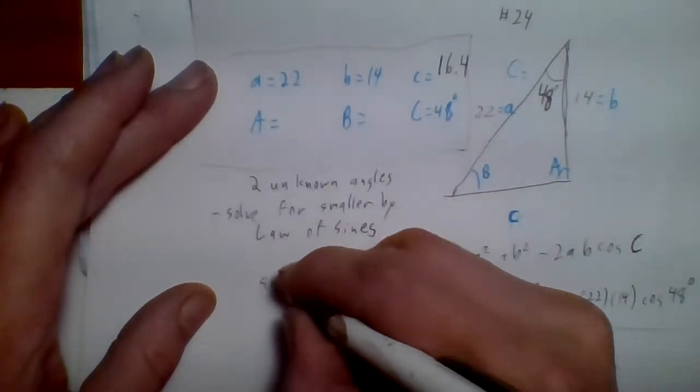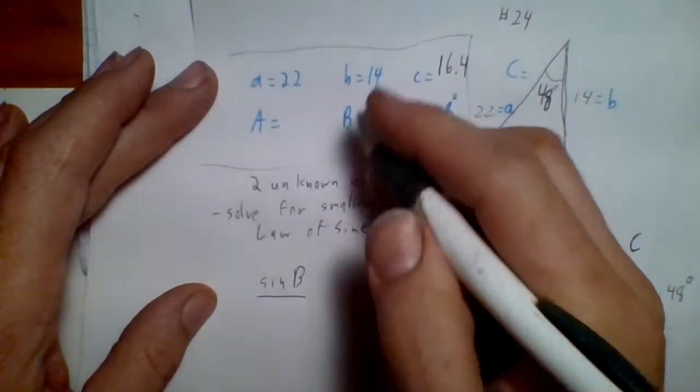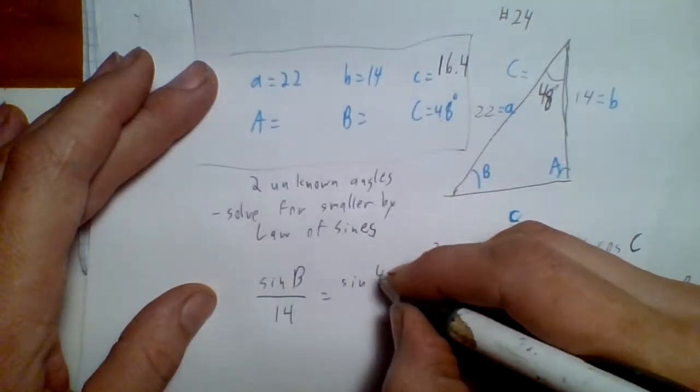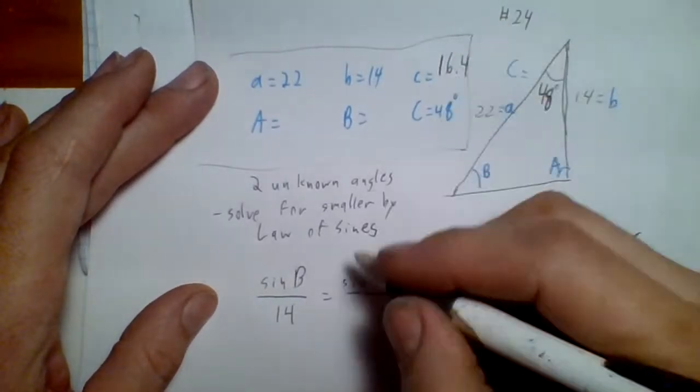So that tells me that sine of B over b is equal to sine of C over c.